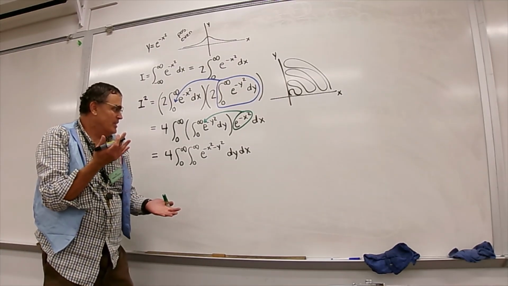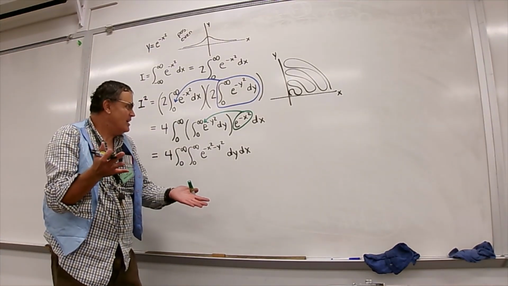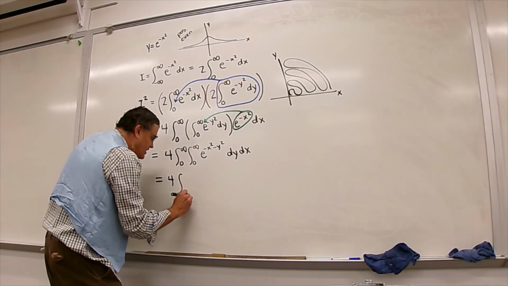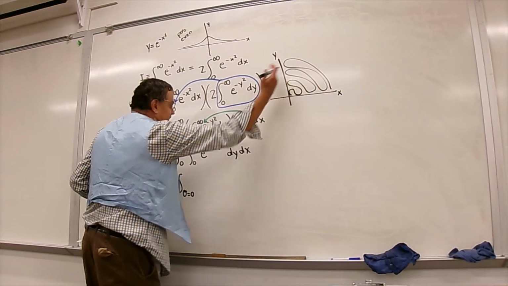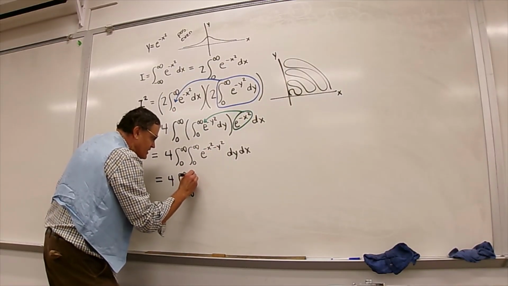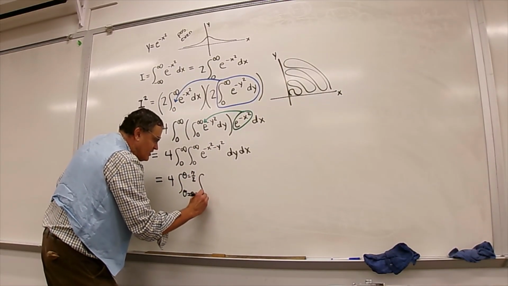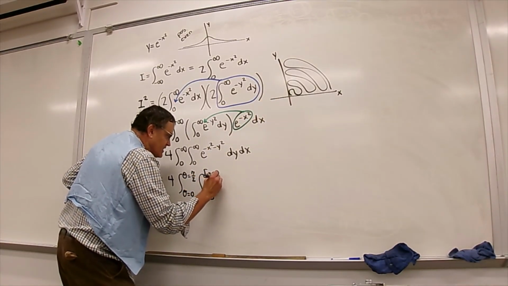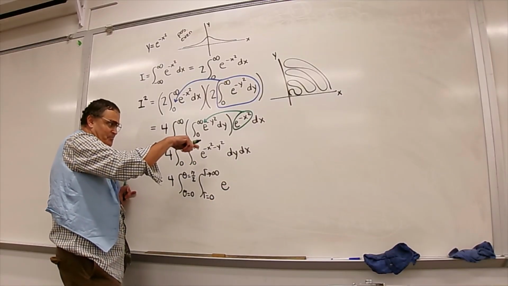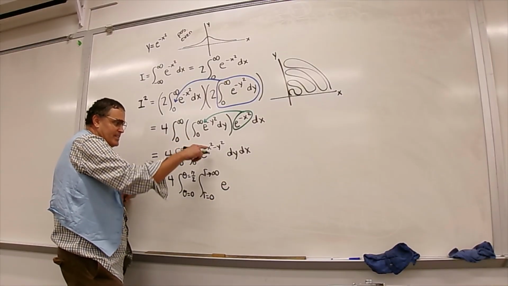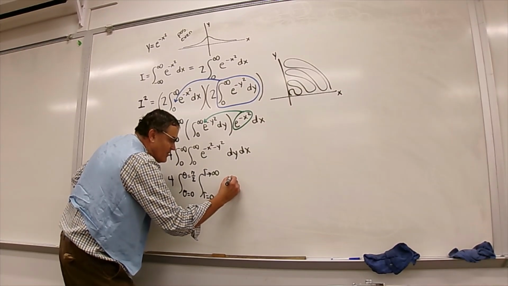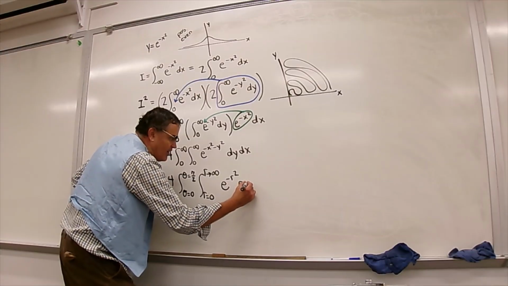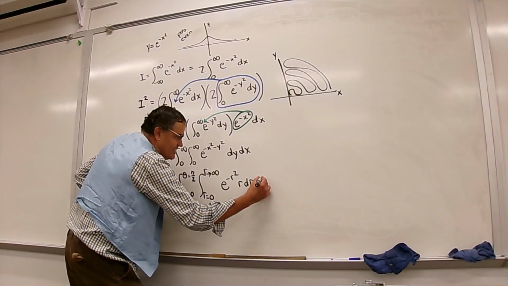And when you have a double integral, you can go polar, which means I'm going to change this to polar coordinates. This is 4 times the integral where theta goes from 0 to 90 degrees, or that would be pi halves. And then r goes from 0 to infinity. This is e to the negative quantity x squared plus y squared. That's actually negative r squared. And you do your substitution correctly, you have r dr d theta.